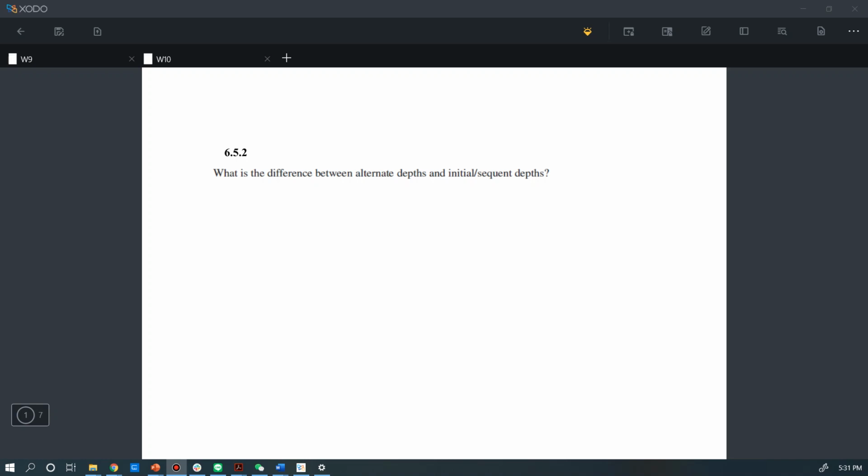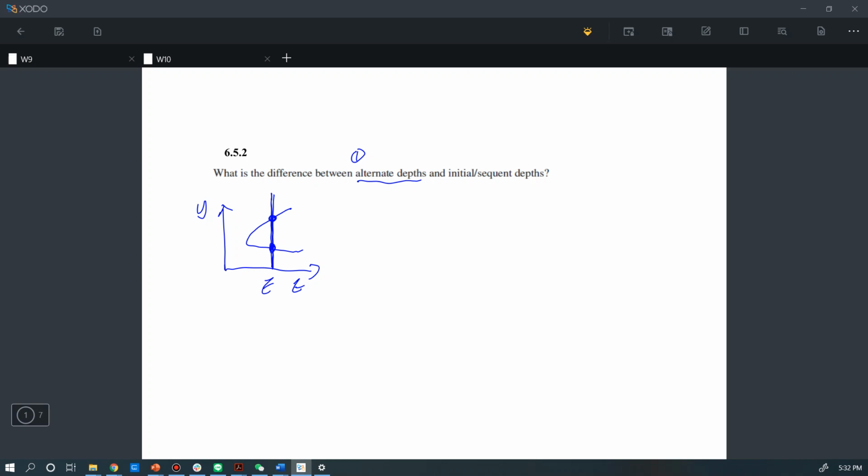So let's start with this first problem, 6.5.2. The question asks us what is the difference between the alternate depth and the initial sequence depth. So the alternate depth, that's number 1, is the depth that has the same specific energy. If you remember, we have a plot like this in the textbook, where the axis is the depth and the energy. So the alternate depth is these 2 points that have the same specific energy.